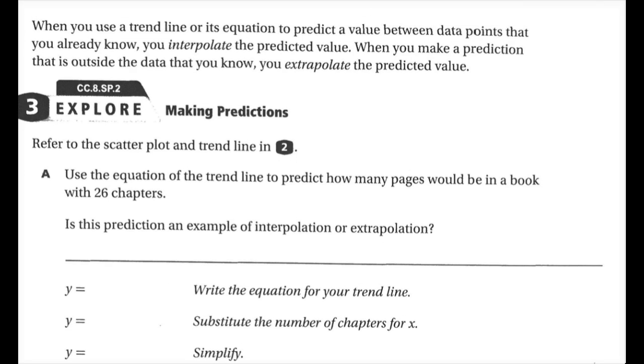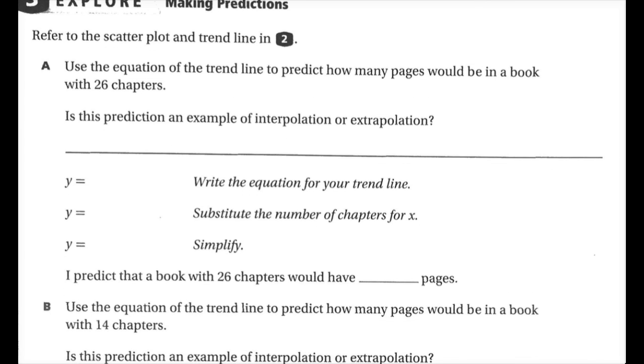Now let's take a look at 3. When you use a trend line or its equation to predict a value between data points that you already know, it's called you interpolate the predicted value. When you make a prediction outside of the data that you know, it's called you extrapolate the predicted value. Okay, so this is telling you sometimes you know the data and you make a prediction about it, and that's the interpolate, like interpret. Outside is extrapolate. That means you don't have data for this right now, but you're going to use the information to make a prediction. Okay, let's take a look at this happening.